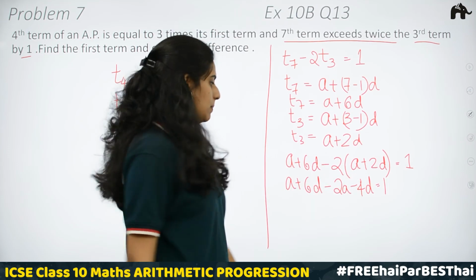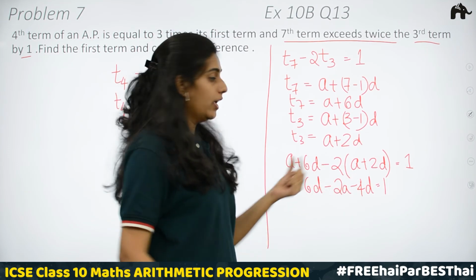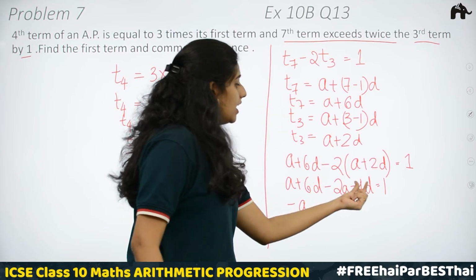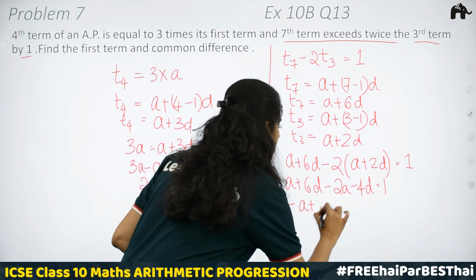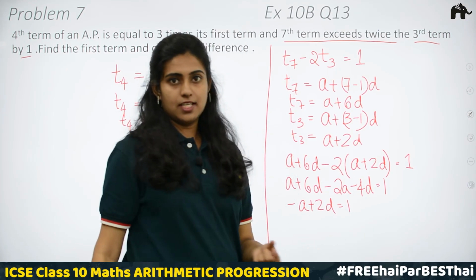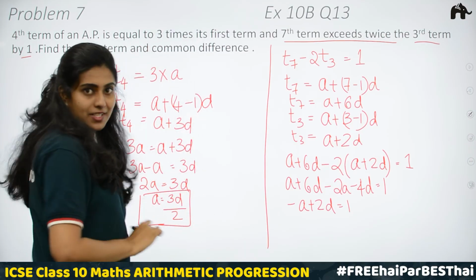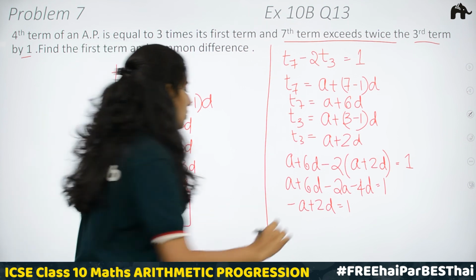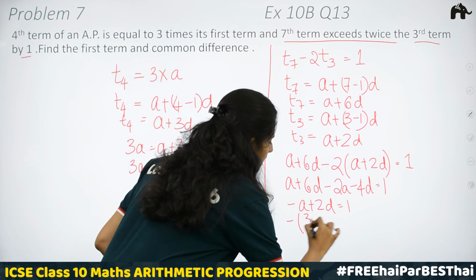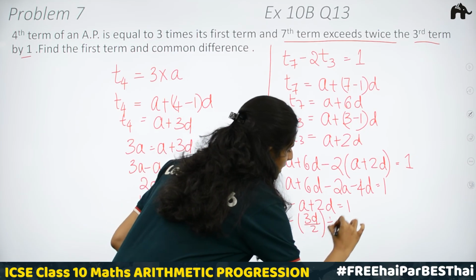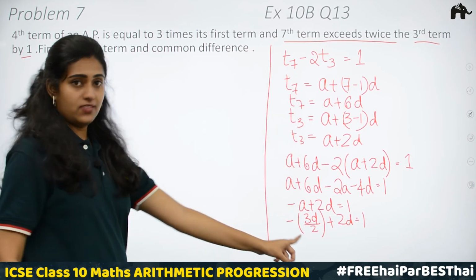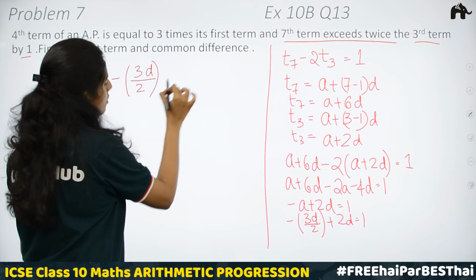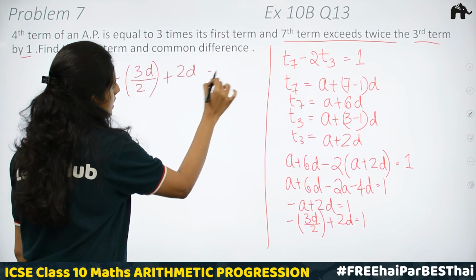Removing the brackets and multiplying. A minus 2a is minus a. Then 6d minus 4d is plus 2d, equal to 1. Here we have an equation for a. A is equal to 3d divided by 2. Substitute it here. What do we get? Minus 3d divided by 2 plus 2d is equal to 1.